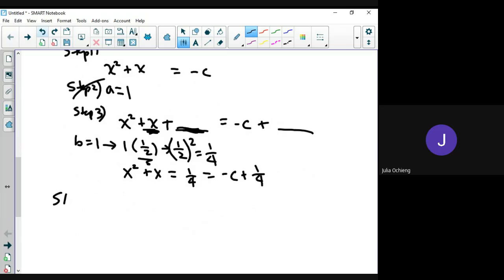Why is that looking so messy? Let me see. This should be a plus sign, I think. Plus 1/4. I don't know why I noticed that. All right. So step 4 is going to be factor that.